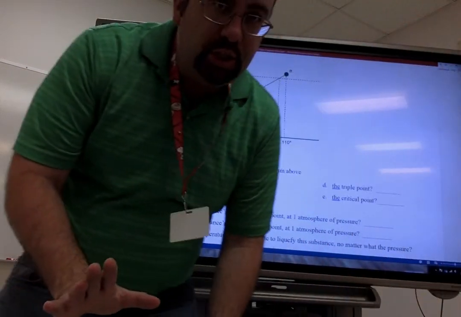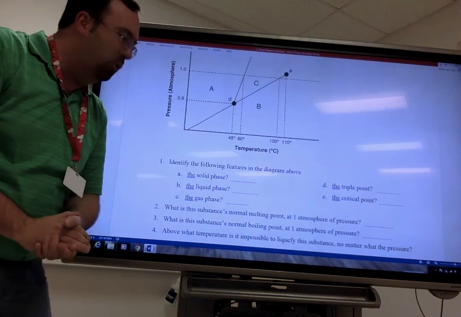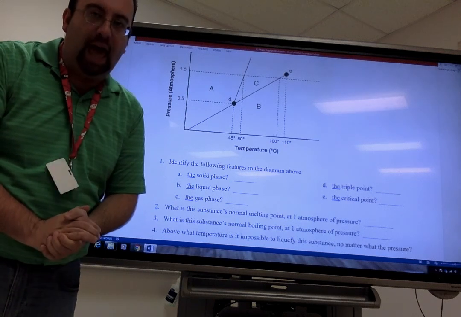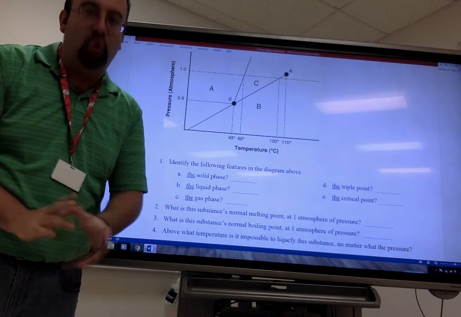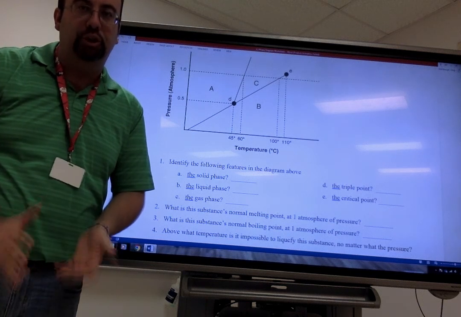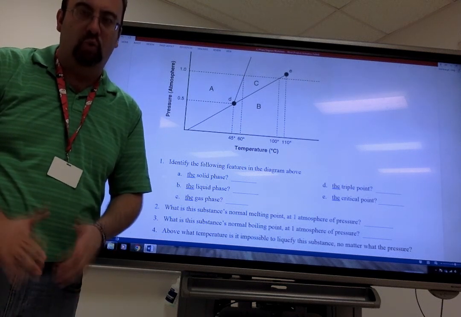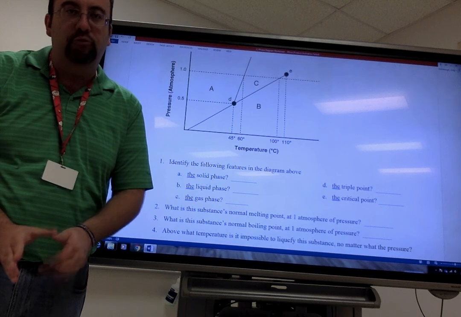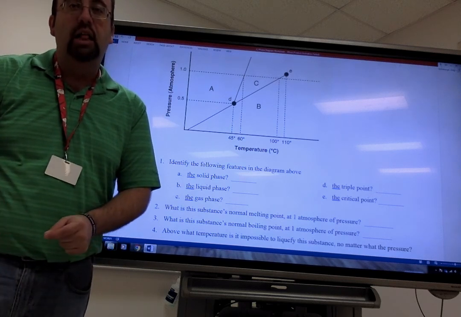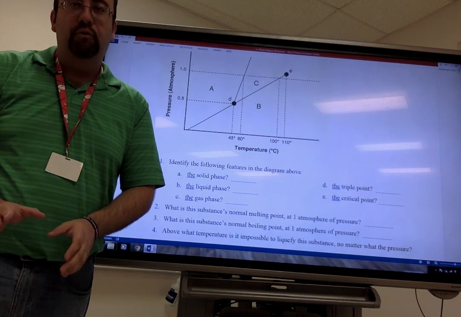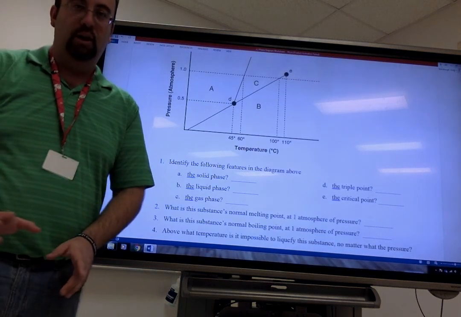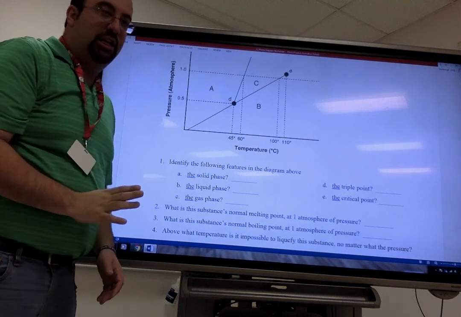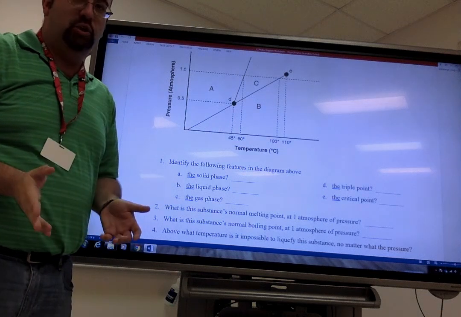The next couple of questions, we're going to go ahead and answer those as well. The second question asks, what is the substance's normal melting point at 1 atmosphere of pressure? Whenever you see the word normal, in this case, it's referring to a pressure of 1 atmosphere, which is what we're normally subjected to. Remember that melting occurs when you go from the solid phase to the liquid phase. We're looking for the specific temperature. A was our solid phase, C is our liquid phase, and so we need to identify the temperature where this is going to occur.